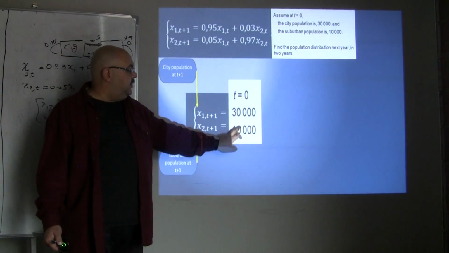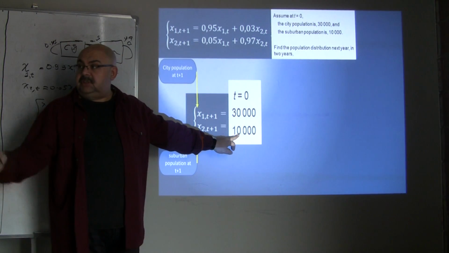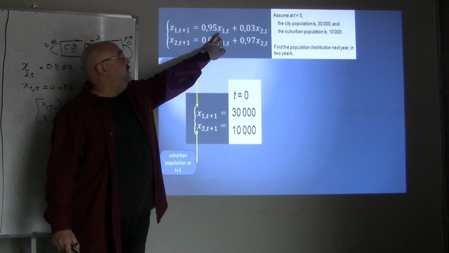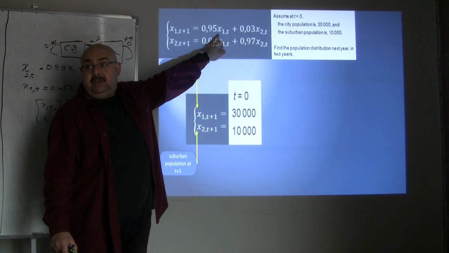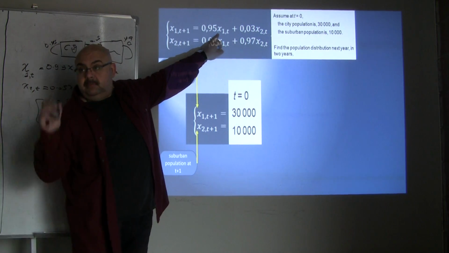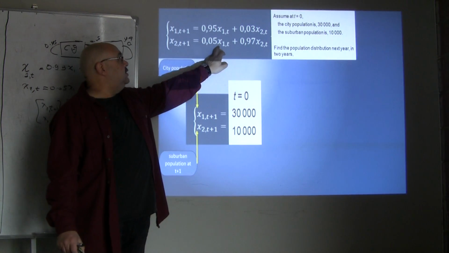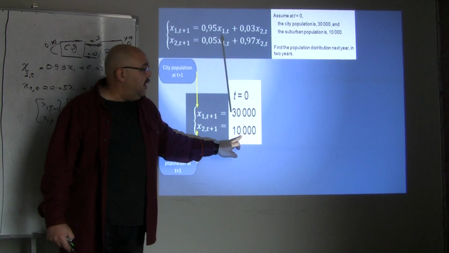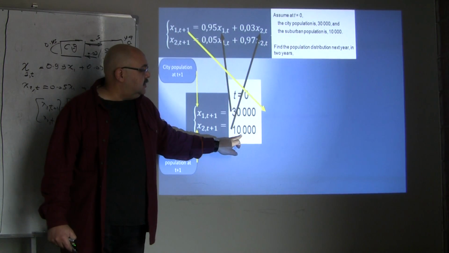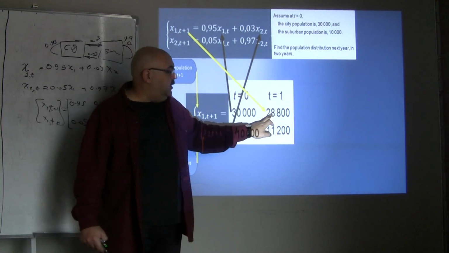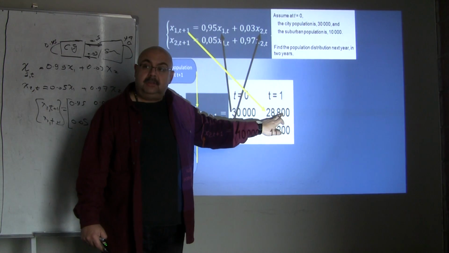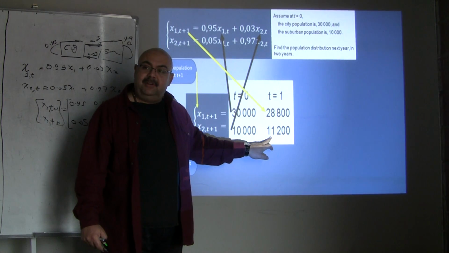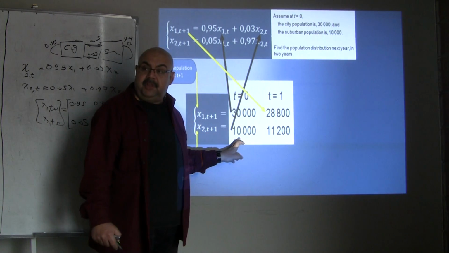Now I have 30,000 and 10,000. So next year, how is it going to be? I will insert 30,000 in every x1 of t, which is the usual multiplication by matrices. And x2 of t will be 10,000. So after 1 year, the result is going to be 28,800 instead of 30,000. And then this is going to be 11,200 instead of 10,000.